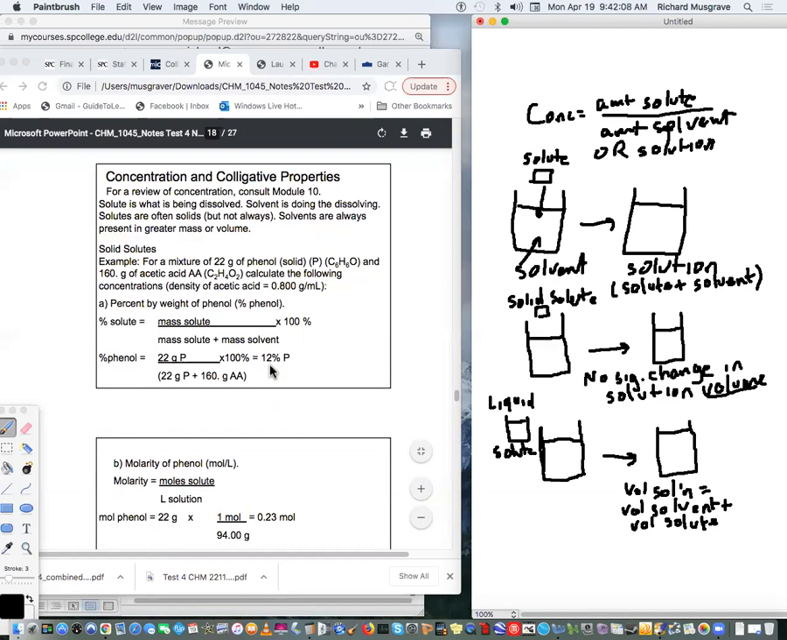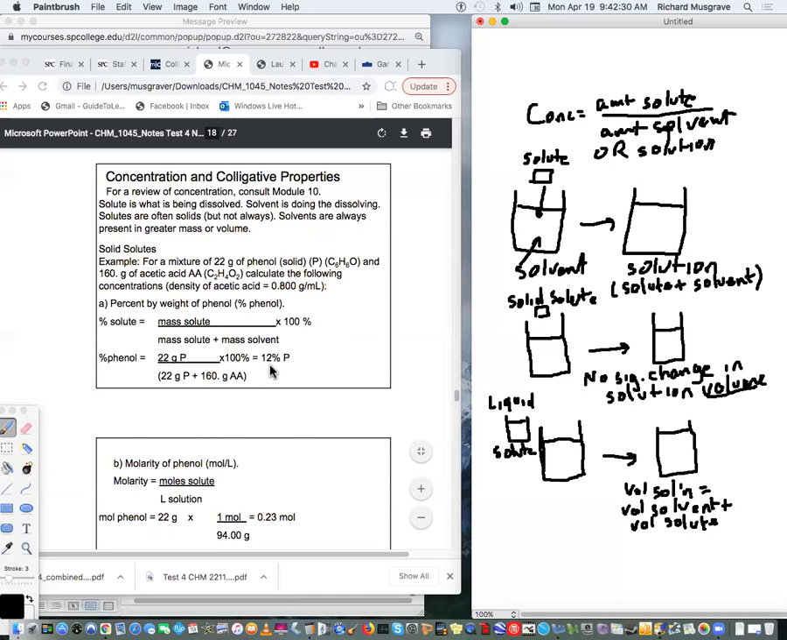Now, percentage is always part divided by whole. It's like if I wanted to figure out the percentage of females who are on the call, I would count up the number of females and divide that by the total number of people in the class. That would give me the percentage. Multiply that by 100%, of course.